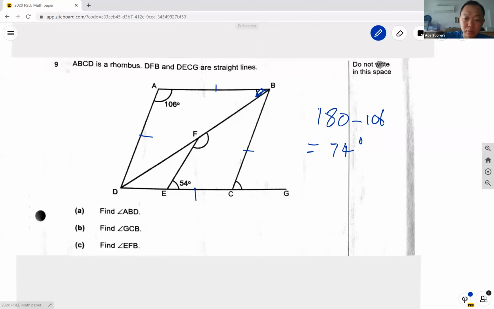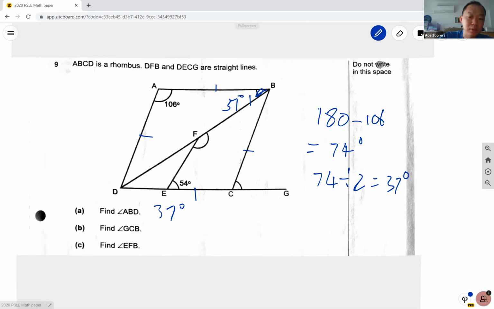So I divide by 2. 74 divided by 2 equals 37 degrees. So for the first part, this is 37. Let me just write down 37 degrees. Okay, next, GCB.